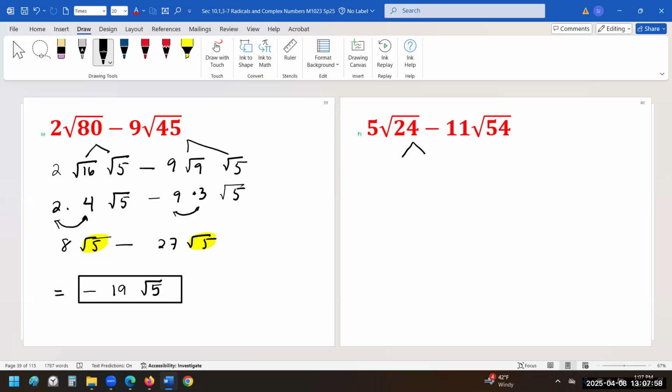Do you know what perfect square numbers are? 1 squared is 1, 2 squared is 4, and then what else we have? 8 is not a perfect square. No, perfect square means you multiply the same number twice. So 3 times 3, what is 3 times 3? 9. Then 4 times 4, what is 4 times 4? And then 5 times 5. 25. Okay, now 24 is divisible by which of these perfect square numbers?